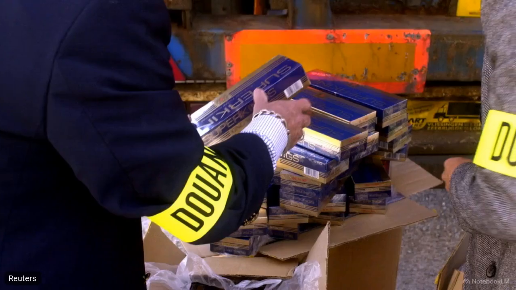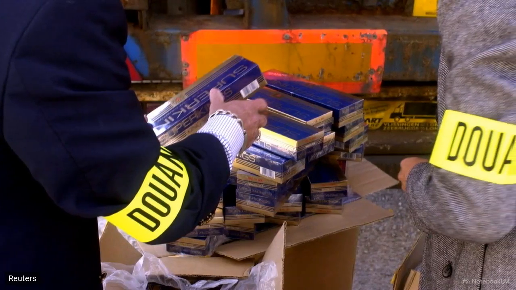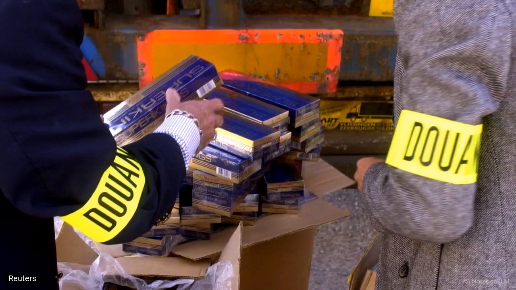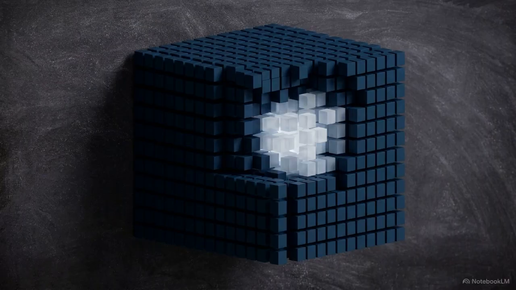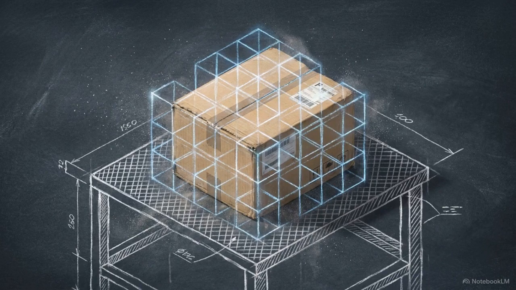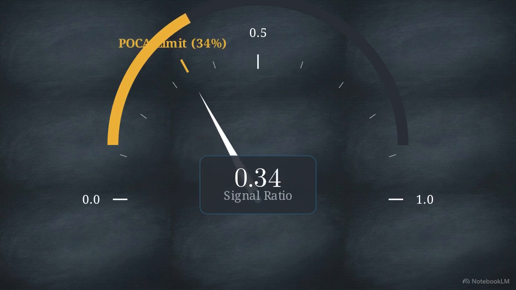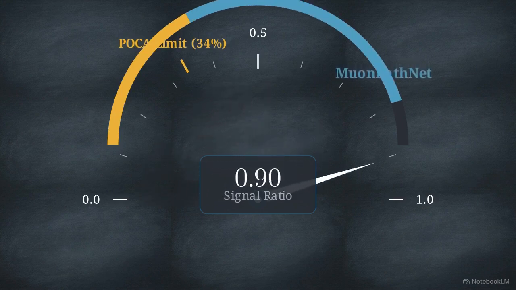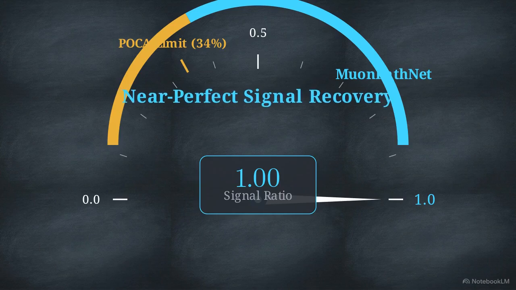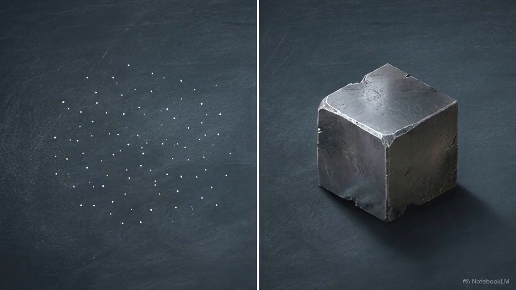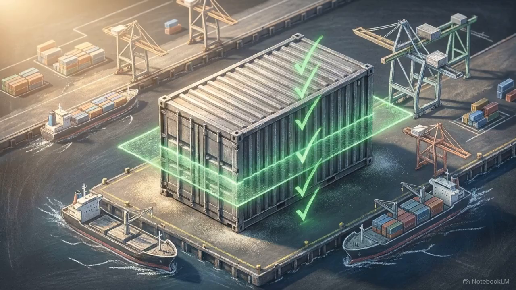In a blind detection test, the models were asked to find sugar concealed inside cigarette cartons. Without any specific training for this scenario, the networks accurately reconstructed the voxel grid, proving the learned representations captured transferable physical structures rather than simple dataset correlations. By embedding physics-informed priors directly at the event level, MuonPathNet achieves signal recovery ratios near 1.0. This effectively solves the density underestimation problem of traditional methods, providing a reliable pathway for the real-time screening of shielded nuclear materials.